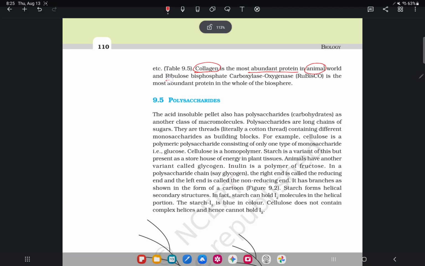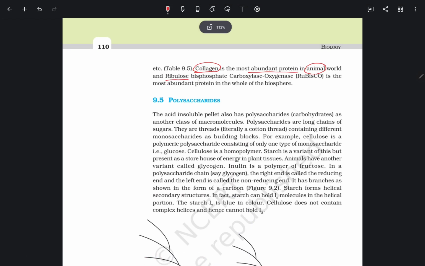And ribulose bisphosphate carboxylase oxygenase, Rubisco, is the most abundant protein in the whole of the biosphere.